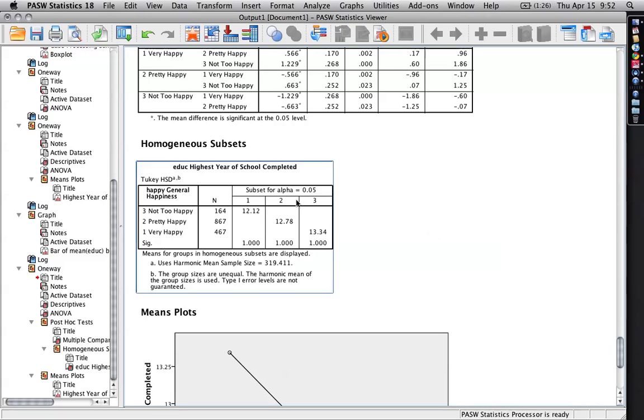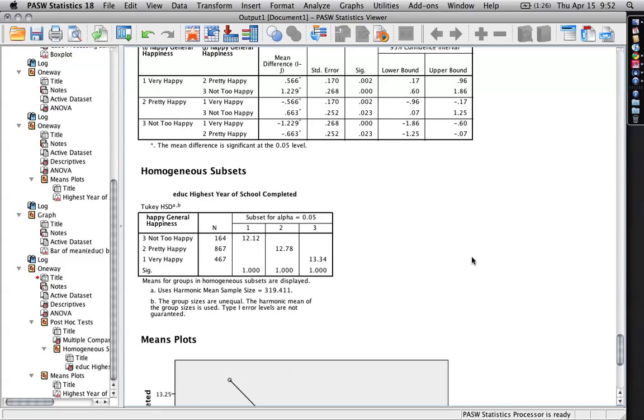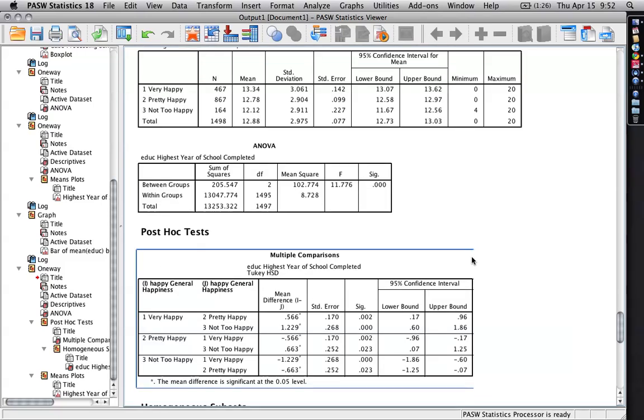That's important because sometimes what you'll find is like group 1 is different from group 2 and 3, which are not different from each other. And there's the same plot we had before. Anyhow, that's a one-way analysis of variance, and I hope that helps. Thank you.